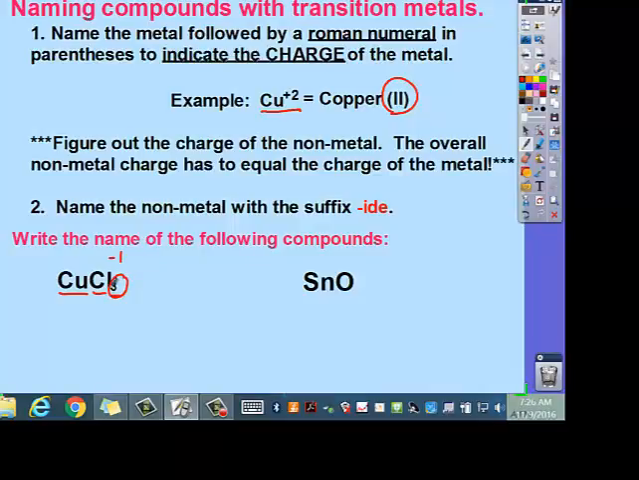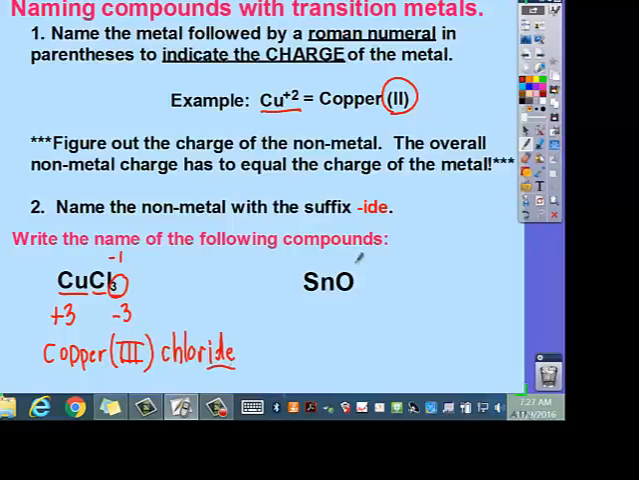Let me rephrase. Chlorine has a -1 charge. There's 3 of them, so in total there should be a -3 charge. I need to cancel that out with copper. So copper then needs to be a +3 charge. So to name it, I'm going to put copper, 1, 2, 3, and then chlorine, but remember you changed the ending. Chloride. So I still changed it to ide.